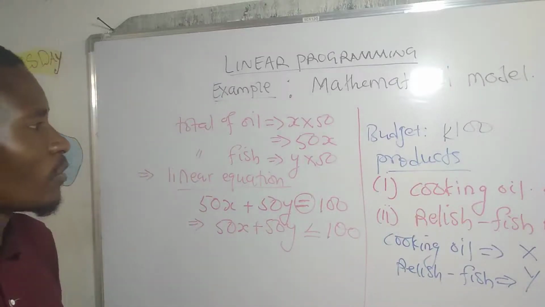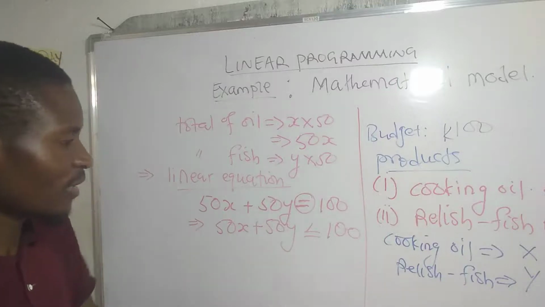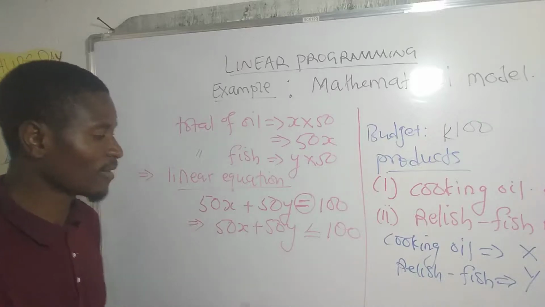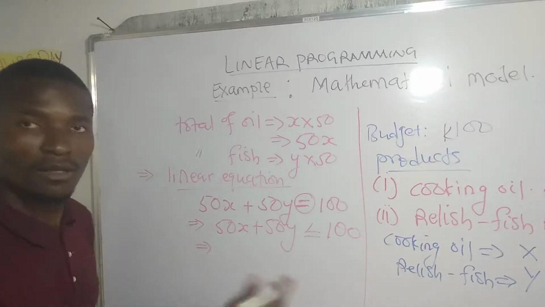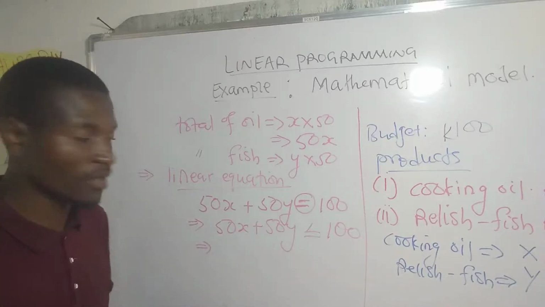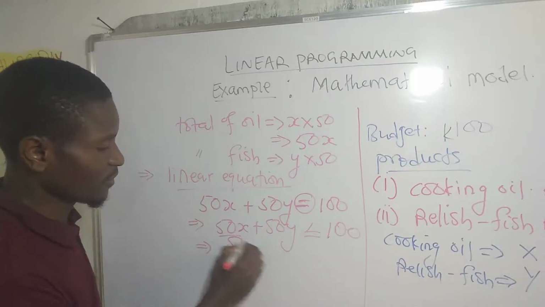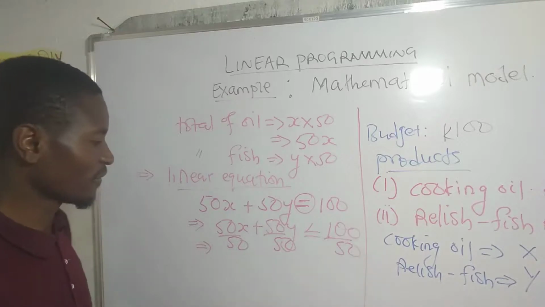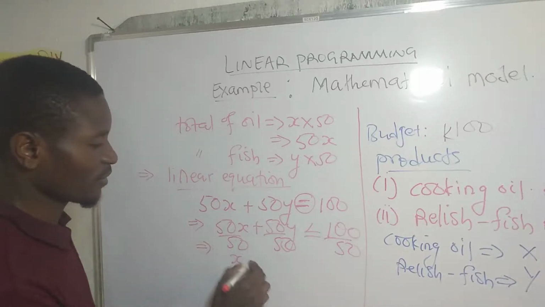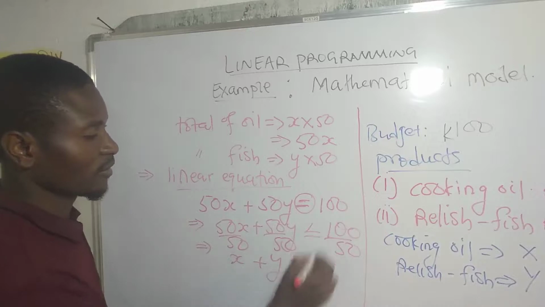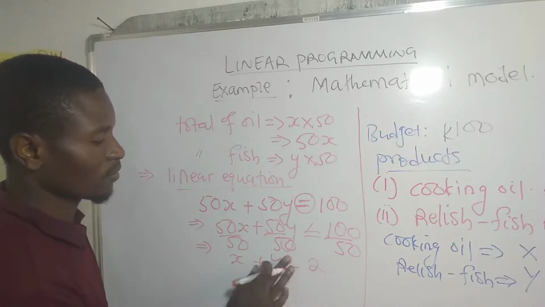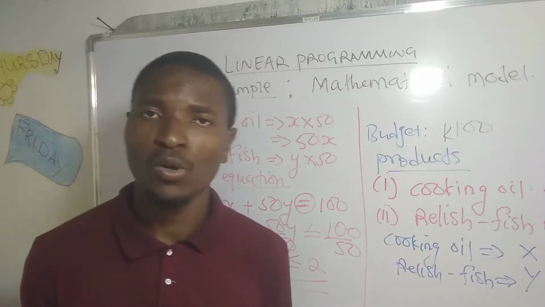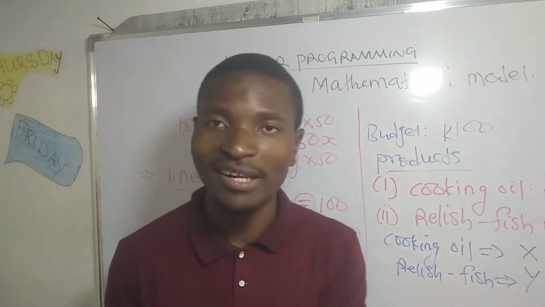Now from there you can see that we can reduce these numbers. We can divide by 50 there, 50 there, 50 there. So you divide throughout by 50, and you are going to have x plus y is less than or equal to 2. Okay, so that's how linear programming is done.